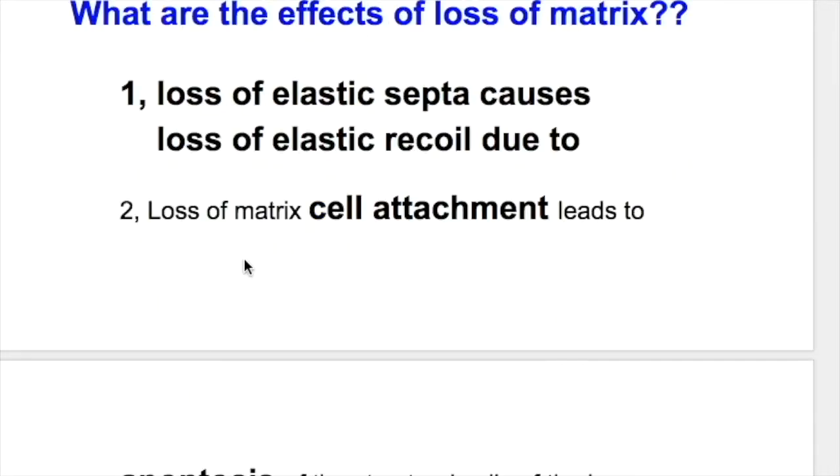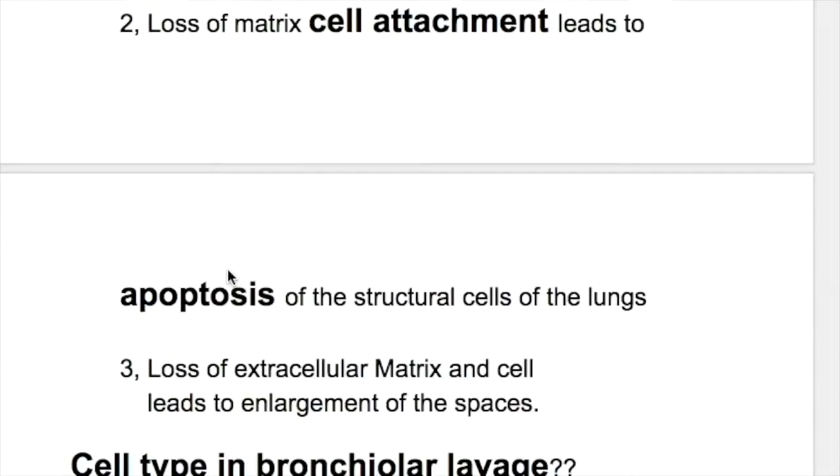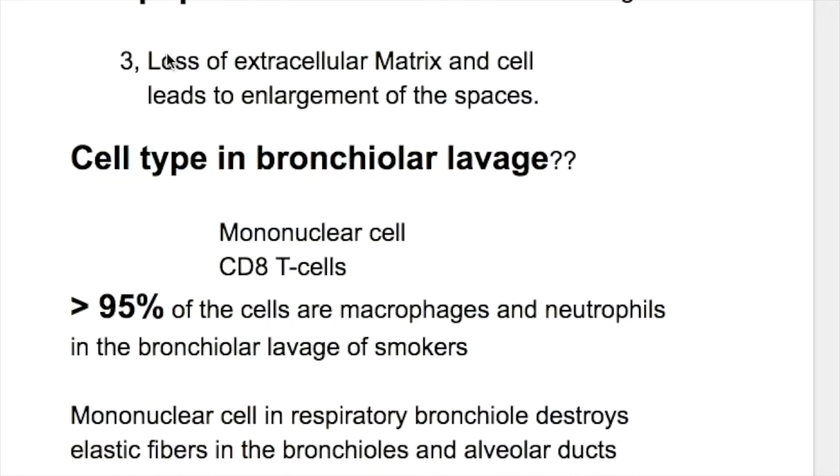So they are inflated. What are the effects of loss of matrix? Number one, loss of elastic septa causes loss of elastic recoil. Number two, loss of matrix cell attachment leads to apoptosis of the structural cells of the lung. And number three, loss of extracellular matrix and cells leads to enlargement of the spaces.